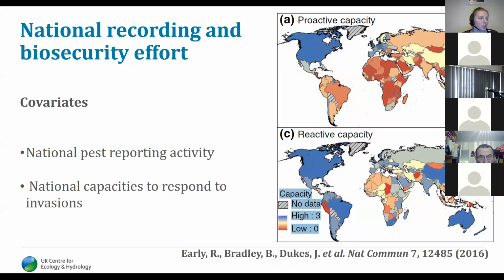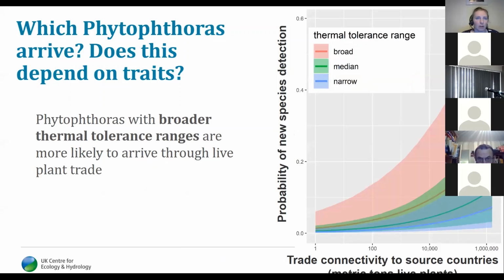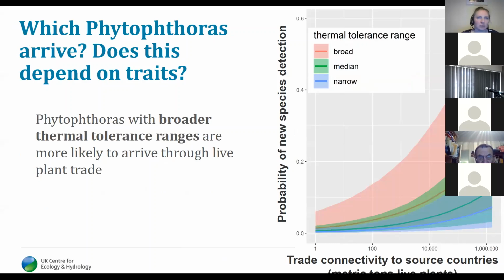But we also wanted to try to account for more general biosecurity effort at the country level. So we included these two metrics that were presented in this Nature Communications paper. And Regan Early supplied this data. And these metrics come from scoring how well countries have met targets for enacting legislation and other preventative measures for invasive species spread. And these targets are set out by the Convention on Biological Diversity.